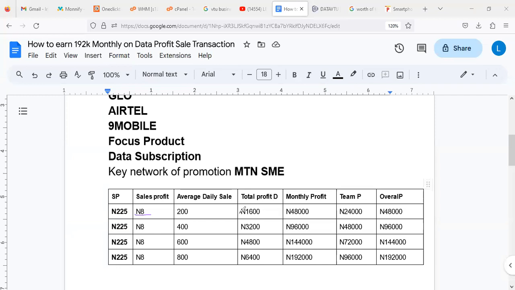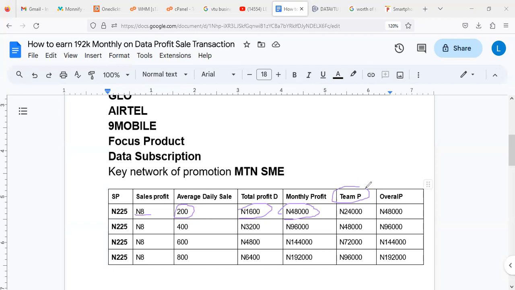Now, we're estimating the transactions at 200 per day. What it means is that in a day, you are making around 1,600 naira profit. Monthly profit is around 48,000 naira. And then the team profit. Remember in my previous video, I told you that once you have a VTU website with us, I'm going to show you what team profit is all about.